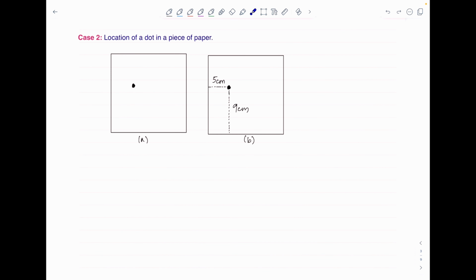The second example is, I drew a dot on a piece of paper and said, tell me the location of this dot. The first thing you said was, sir, the dot lies in the upper half of the paper.